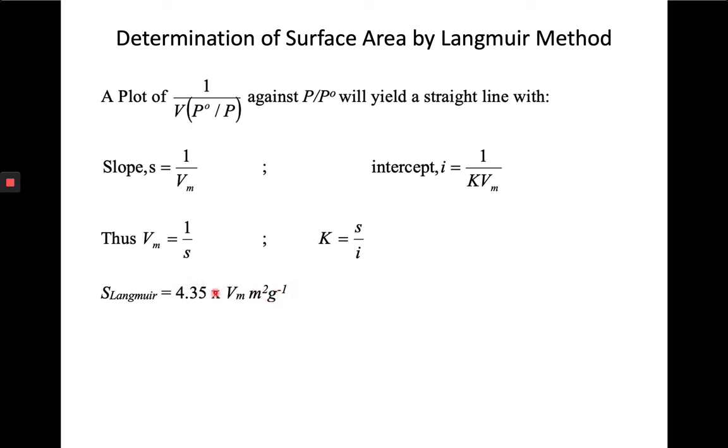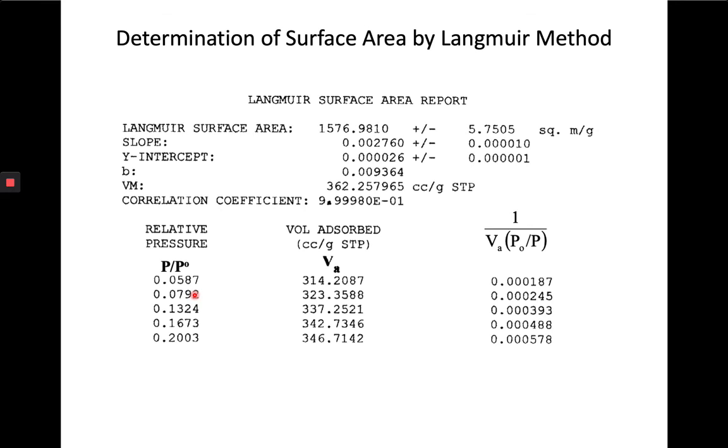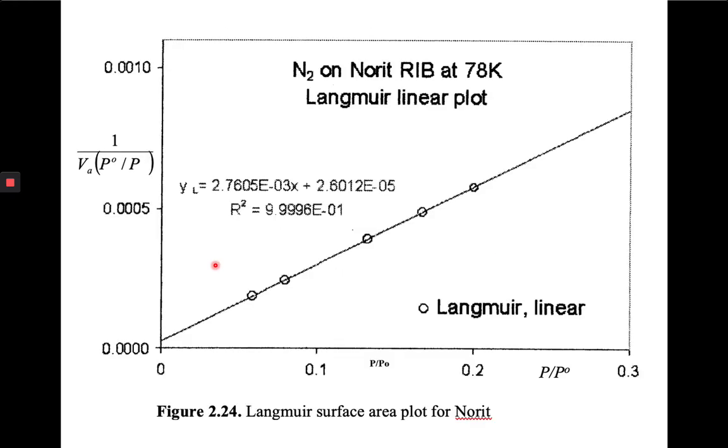So 4.35 here again applies if we use nitrogen gas as the adsorbate. As an example, let's say you are given some isotherm data like this. Then from the data, calculate the Langmuir surface area. So what you should do is first recalculate the data in terms of 1 over V times P naught over P versus P over P naught. Then from the data, plot the graph.